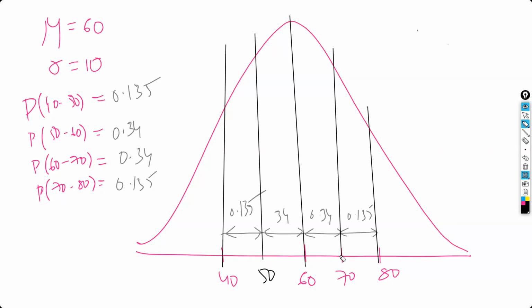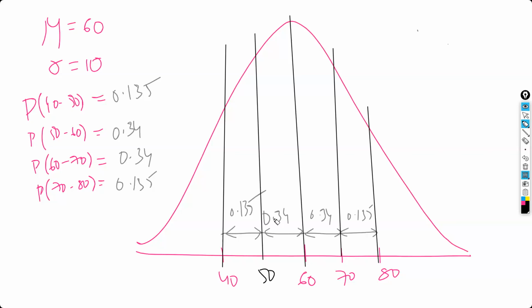Total area is 0.68. Now what is the probability of 40 to 80? If you combine all 4 of them, what is the probability of all of them? Which is nothing but 0.135 plus 0.34 plus 0.34 plus 0.135, which is nothing but 0.95. You'll get 0.95. If you want, you can calculate the total.